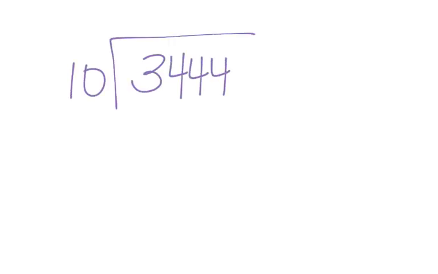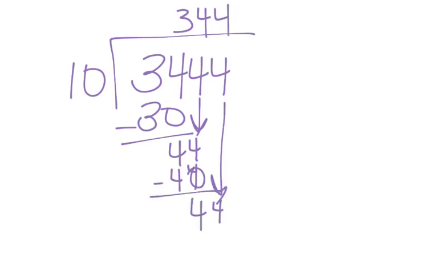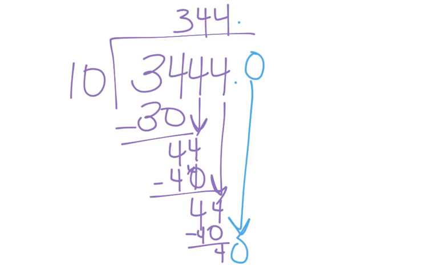If you wanted to see it divided out, 3,444 divided by 10. 10 goes into 34 3 times. 10 goes into 44 4 times. And this can finish with a 0, so we're going to add our decimal and add our 0, bring it down. 10 goes into 40 4 times. Your answer is 344.4.